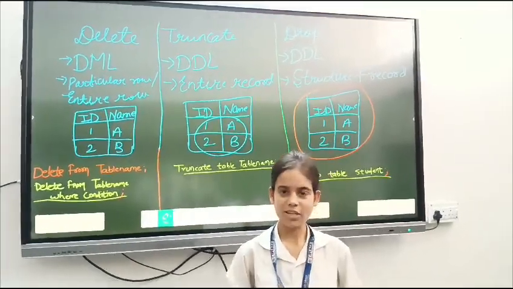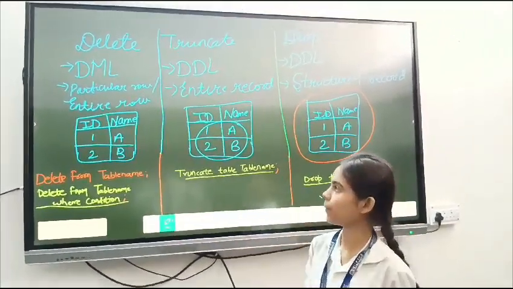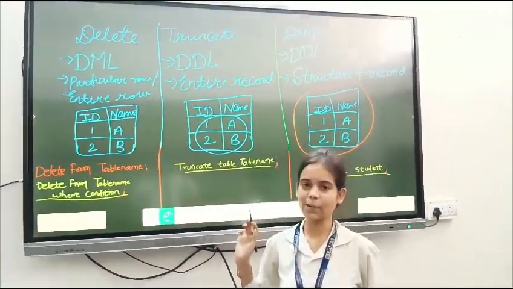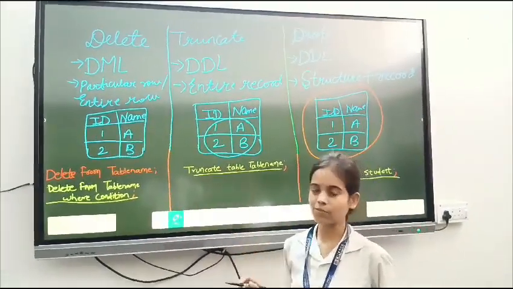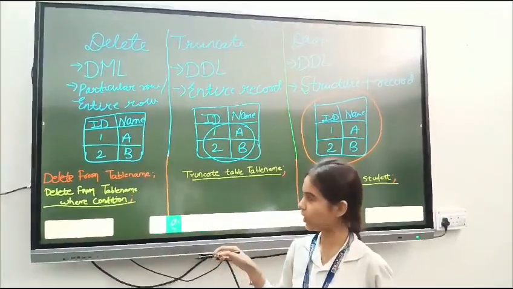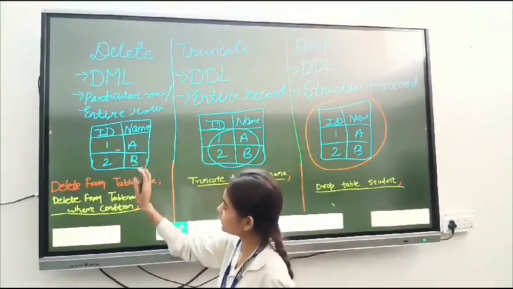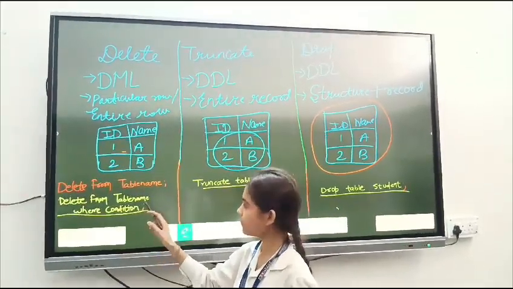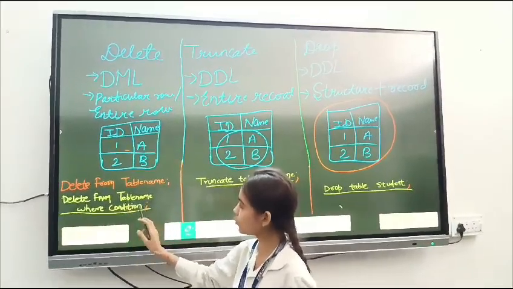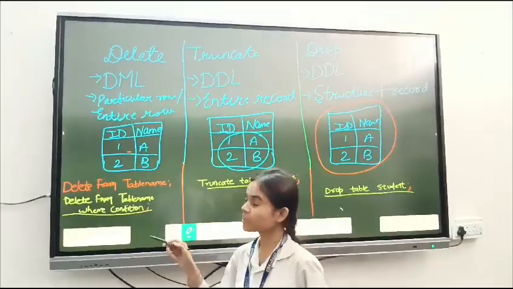So let's start. First of all, let's know the delete command, truncate command and then drop command. Delete is a DML command, which means it is of data manipulation language. With the help of delete, we can delete either a particular row or the entire rows. Like if we want to delete only this, then the command that we will write is delete from, suppose the table name is student, so delete from student where the condition we will put is ID equals 1.